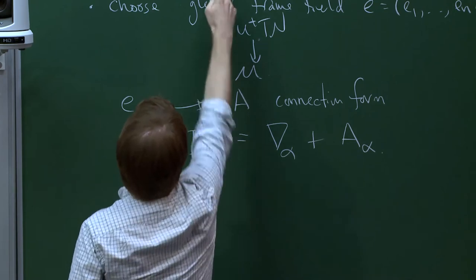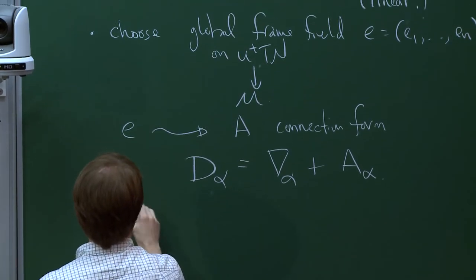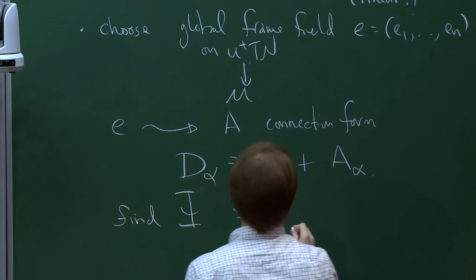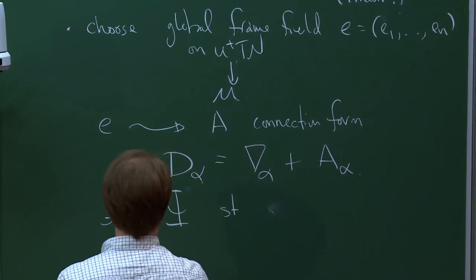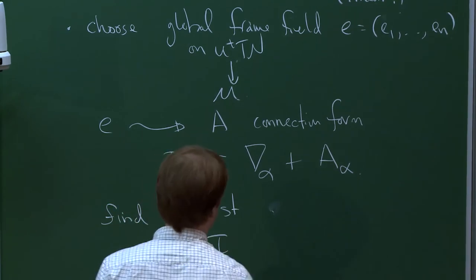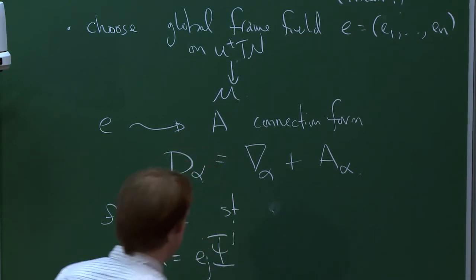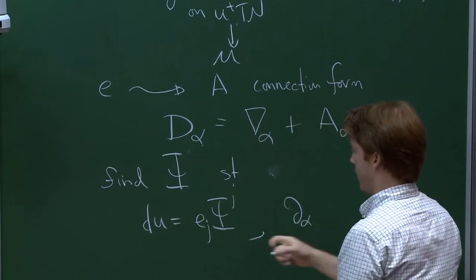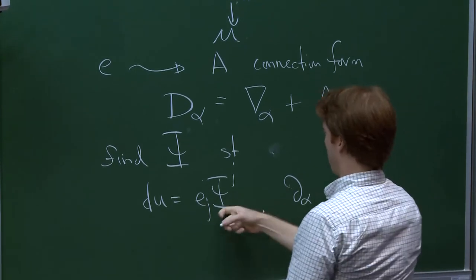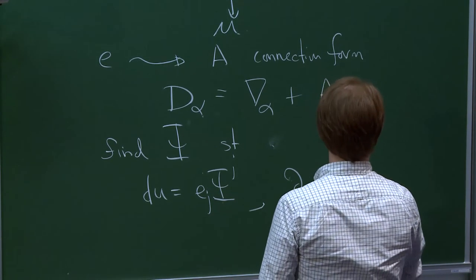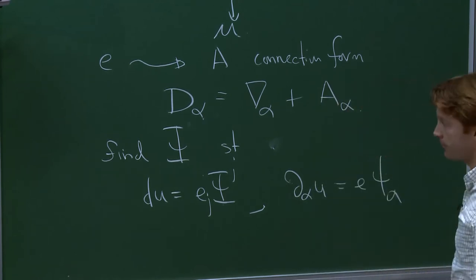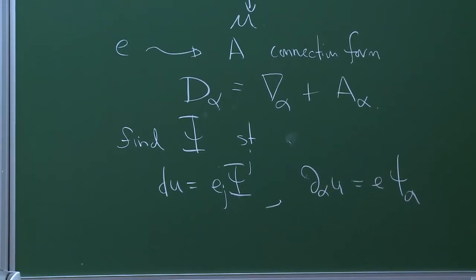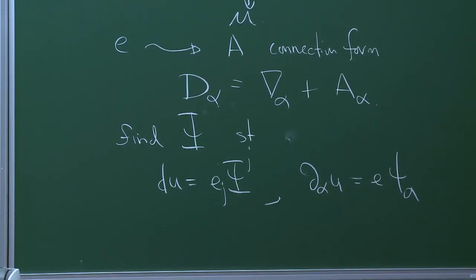And now we'll express du in this frame. So find a one form psi such that du is e psi, maybe with this e j psi j. We'll write the components of du with lowercase psi. So d alpha u is e psi alpha. Okay, so now the wave map problem becomes the following div curl system.